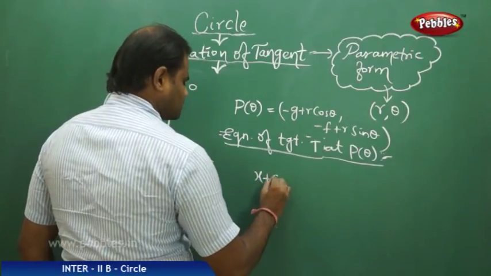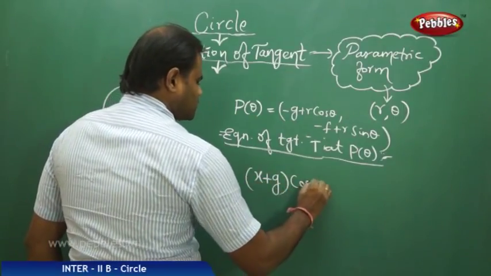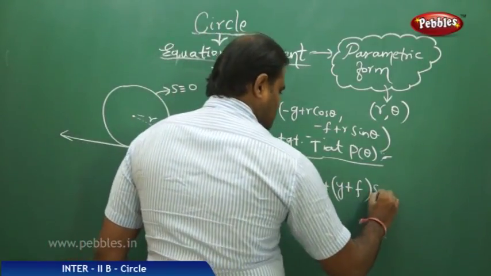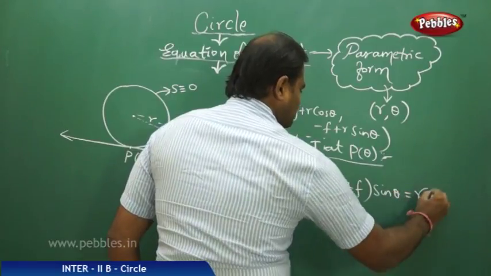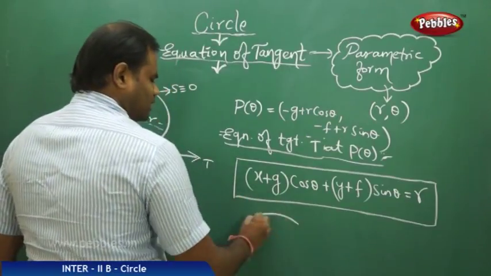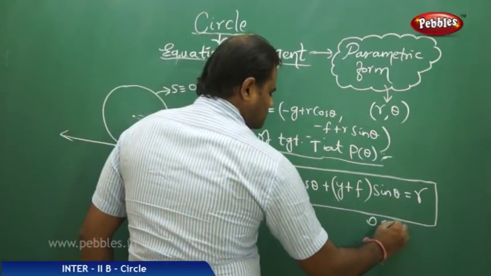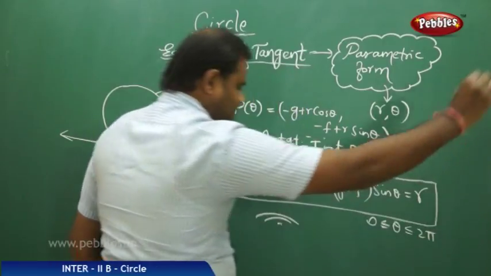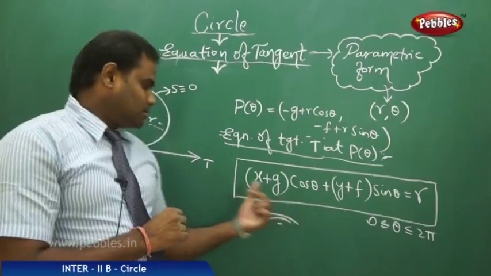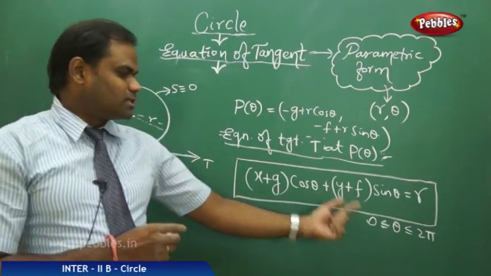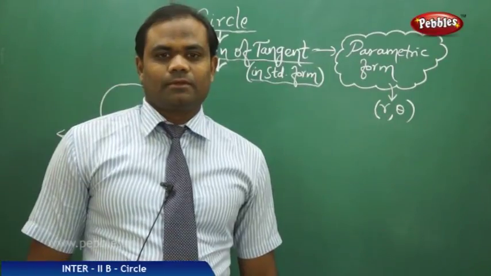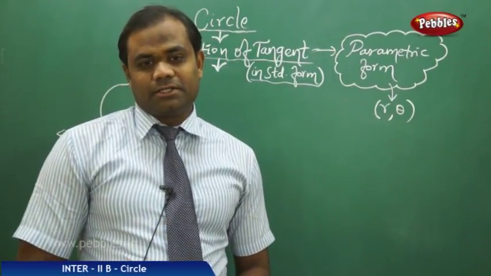(x + g) cos theta + (y + f) sin theta = r, where r is the radius and theta is between 0 and 2 pi. So the equation of tangent at theta is given by (x + g) cos theta + (y + f) sin theta = r. Now let's try to find the equation of tangent in standard form.